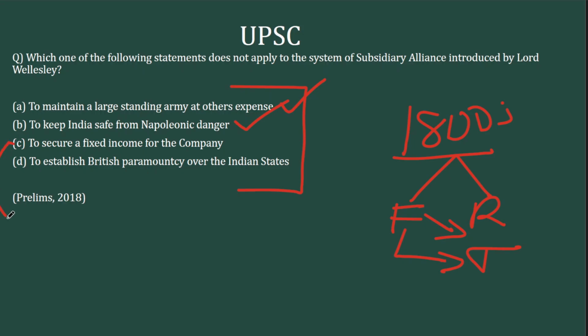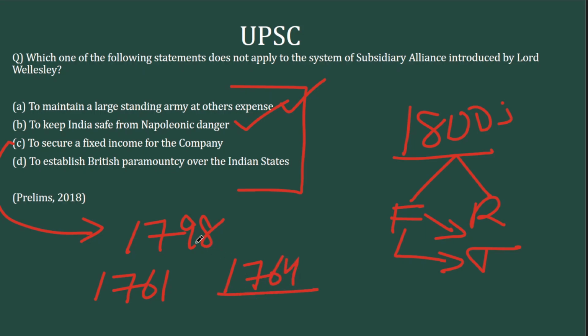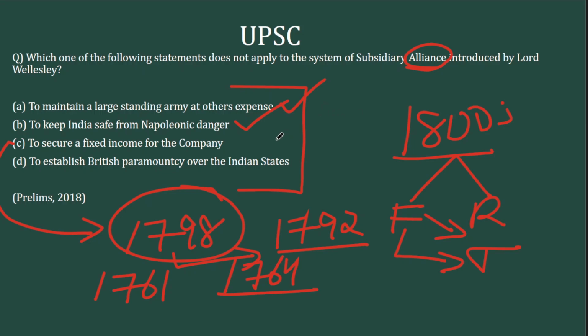Now, by Wellesley's time, which is 1798, the company already had consolidated their powers. They defeated the French. The Battle of Carnatic was over in 1761. They got the Diwani and Nizamat in 1764. The major rival states like Mysore were defeated by the Battle of Seringapatam in 1792. So 1798 means they are already at the peak of their power. To secure a fixed income, they don't need something like an alliance. They can directly demand it, or they can directly consolidate. So why would they do this?